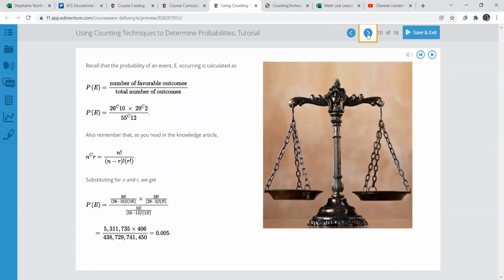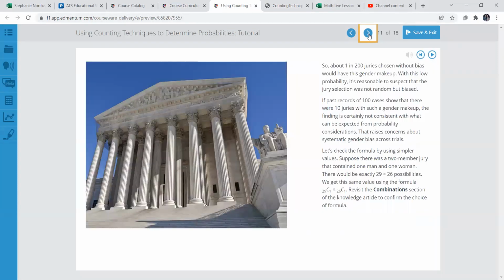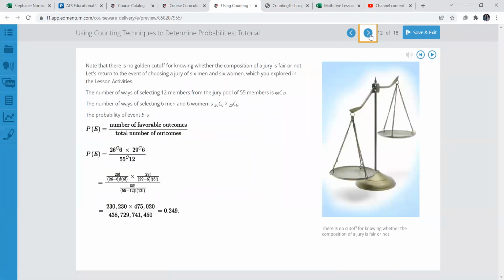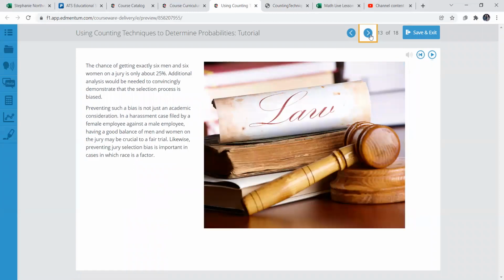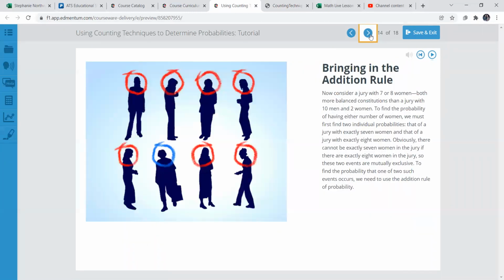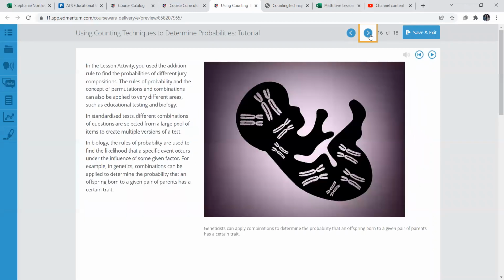Here are some equations dealing with probability: number of favorable outcomes over number of outcomes. Here's how you would figure it out. What is the probability of, and then you have a few examples right here. Combinations talks about 1 in 200 juries chosen without bias would have this gender makeup. So it's giving you examples of how the jury was chosen, here are the combinations, here's the probability, all that stuff. And that's about it for probability.